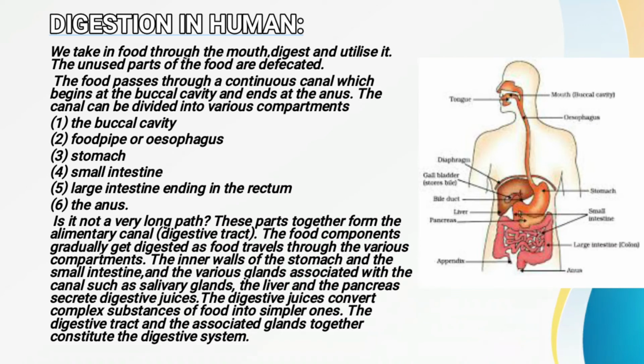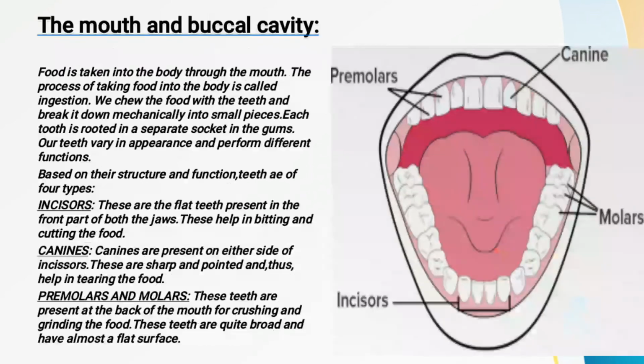These digestive juices are very helpful for the digestion of food, for converting the complex substances of food into simpler ones. Fine. So when all these organs as well as the glands combine together and digest the food, they constitute a system, and that system is called the digestive system, or it is also called the alimentary canal. So don't get confused between the alimentary canal and the digestive system. This is an overview, or introduction, about digestion in humans.